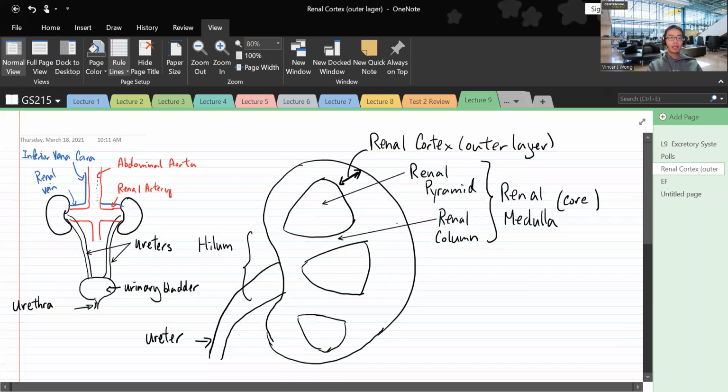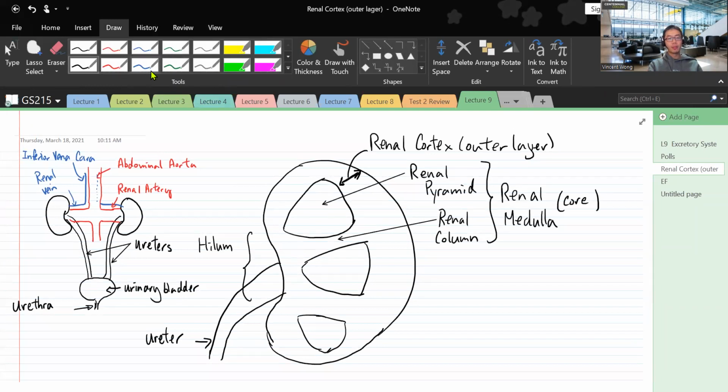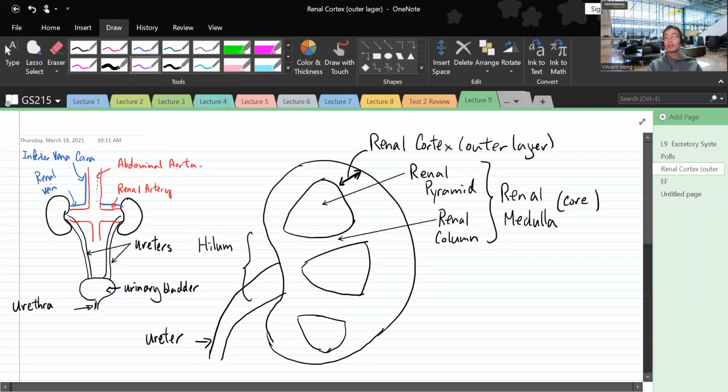Now, one of the things you have to remember is in order for the kidney to work properly, the salt concentration of the medulla is progressively higher the deeper you go into the kidney. So for the renal cortex, it would be less salty. And the proper way to say it is it has lower osmolarity.